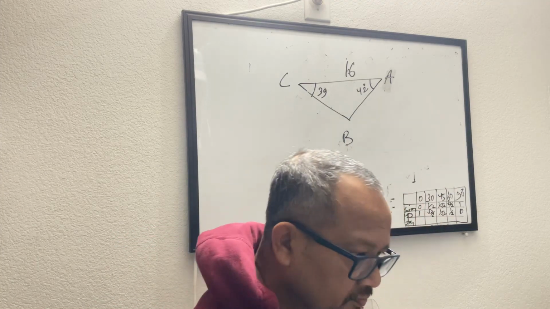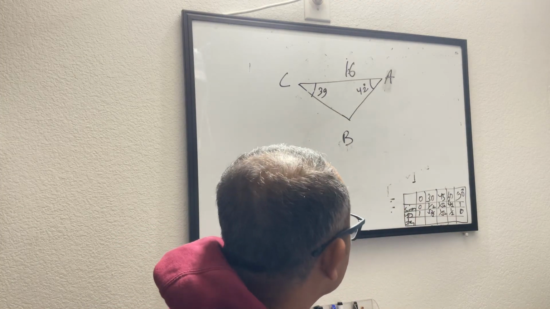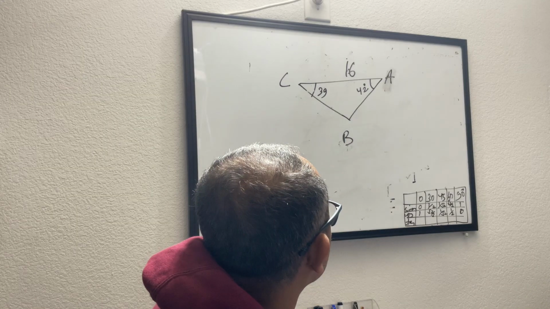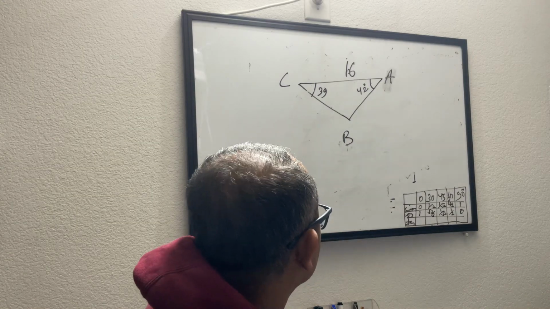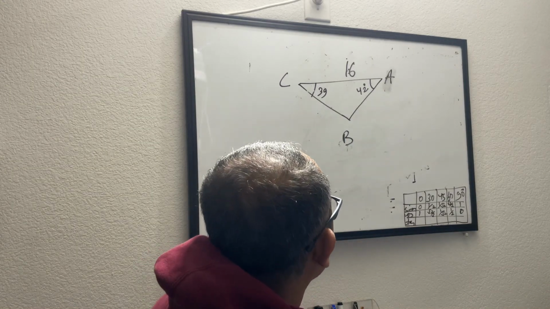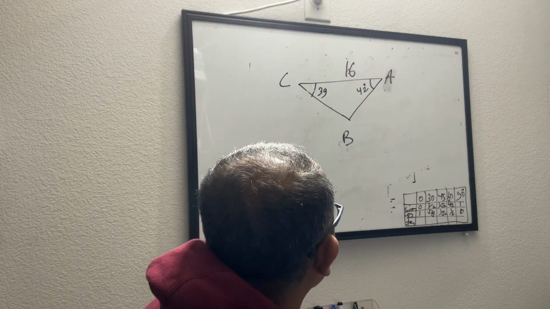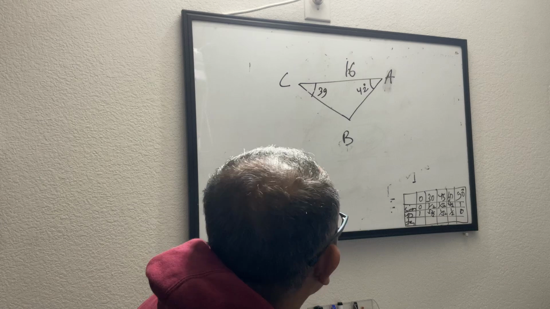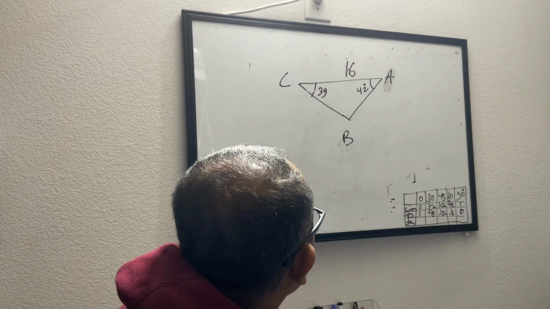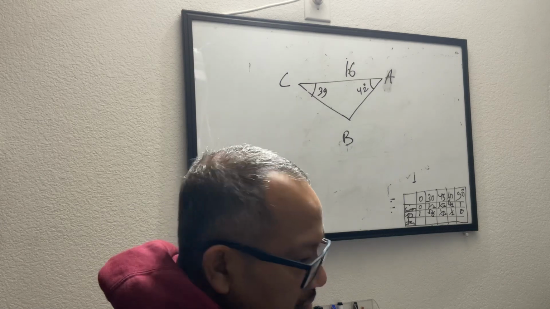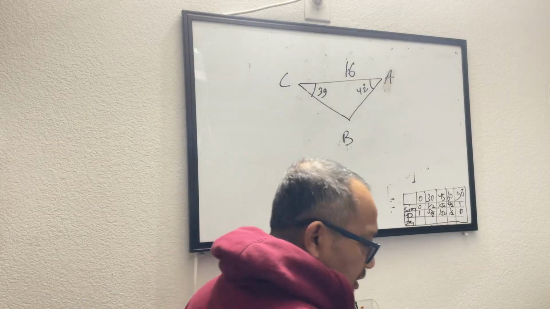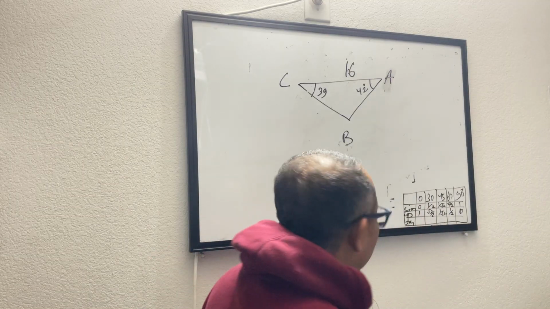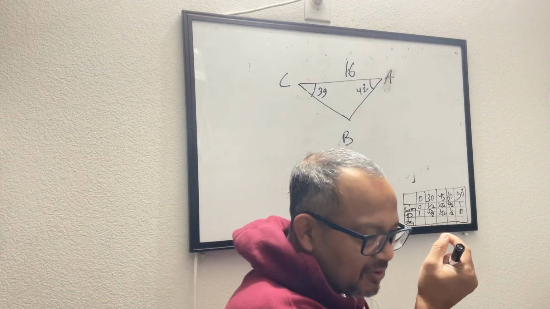I have sine of B over 16 is equal to sine of 42 over CB. And then sine of 39 is equal to AB. But then from here, where do I go from here? See, that is a little bit of tweaking you have to do.